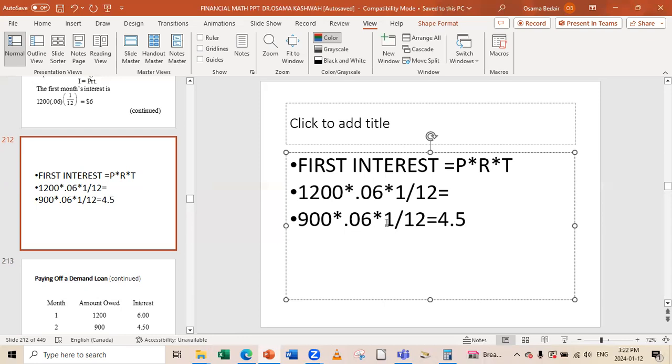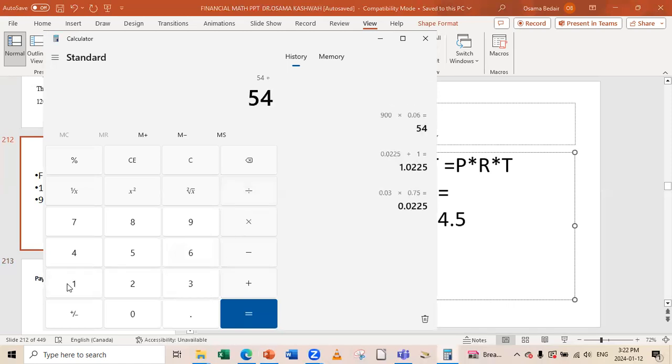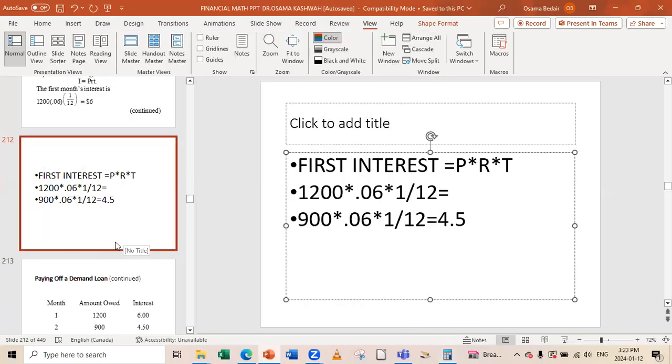We can do it also on the calculator and just double check it. So here, let's go for the C, 900 times 0.06, multiply by 1 divided by 12. That will give me $4.5.